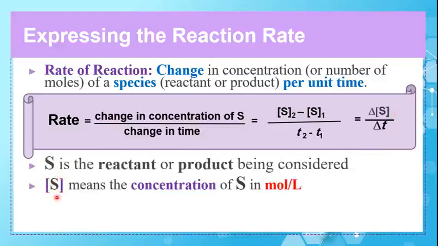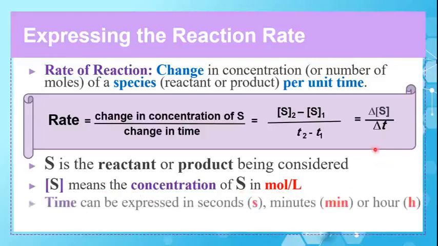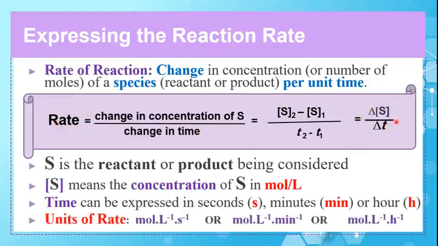These two brackets mean the concentration of S in mole per liter, and the time can be expressed in seconds, minutes, or hours. So the unit of rate in this case will be the unit of concentration over the unit of time, which can be mole liter minus 1 second minus 1, or mole liter minus 1 minute minus 1, or mole liter minus 1 hour minus 1.